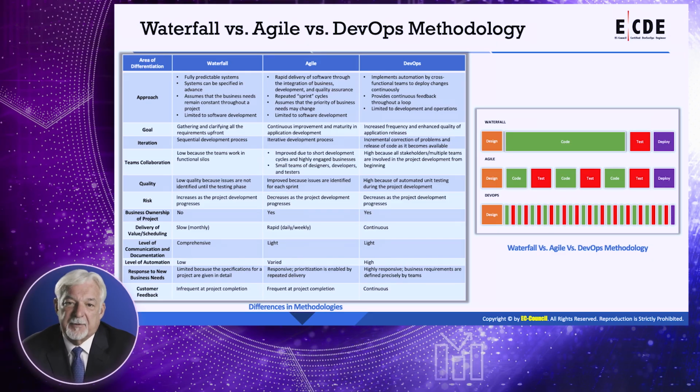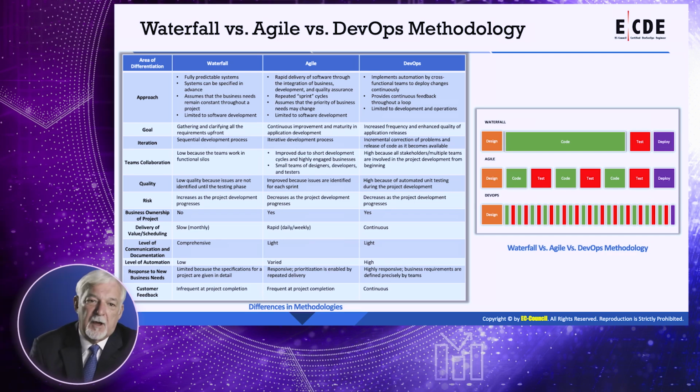With Agile, you have rapid delivery of software through the integration of business development and quality assurance, and you use these repeated sprint cycles, if you will. It assumes that the priority of business needs may change, and it's limited to software development, not a lot on the operations side. Again, Agile doesn't tend to integrate your IT ops with your developers. DevOps implements automation by cross-functional teams to deploy changes continuously. It provides continuous feedback through loops, and it's limited to development and operations.